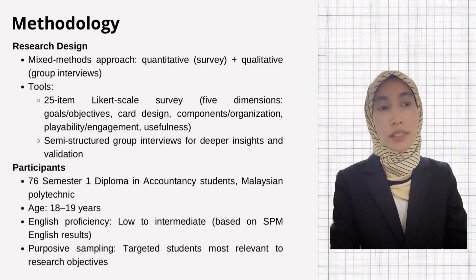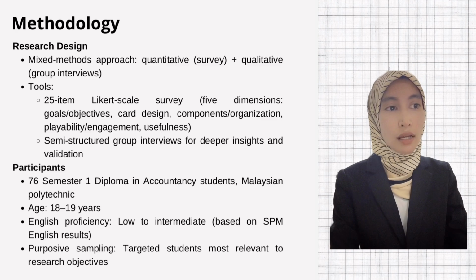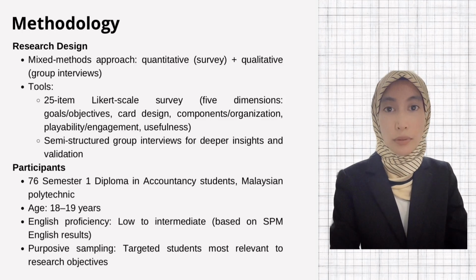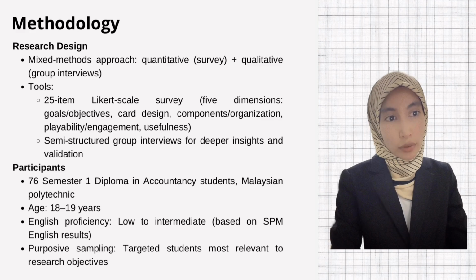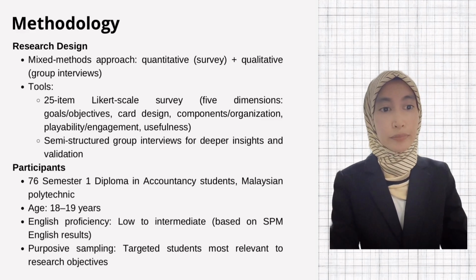The participants were 76 Semester 1 Diploma in Accountancy students from a Malaysian Politeknik. They were between the ages of 18 to 19, with low to intermediate English proficiency based on their SPM English result. Purposive sampling was used to select participants who were most relevant to the research objectives to ensure that the findings would be meaningful and directly applicable to the target learner group.